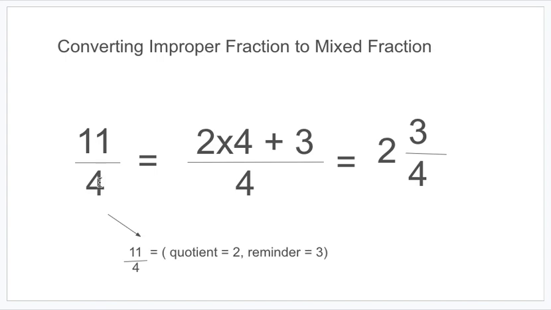So 11 over 4 can be written as 2 times 4, because each pizza has 4 pieces, so we want to write it in that form. So this is 2 times 4 plus 3, so that's 11. And this 2 times 4 can be taken out because now it is a complete pizza. So we write it out here, and then the remaining fraction we write as 3 over 4. So then this 11 over 4 becomes 2 3/4.